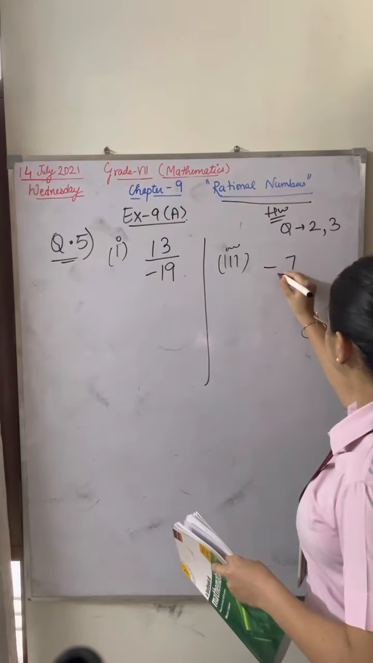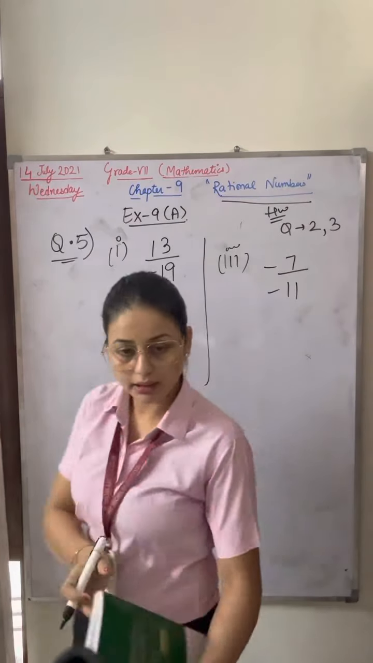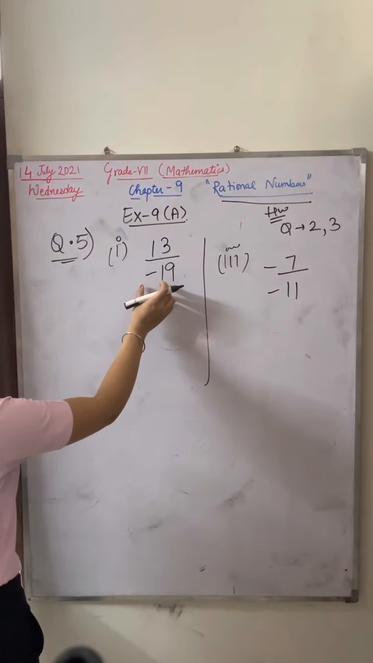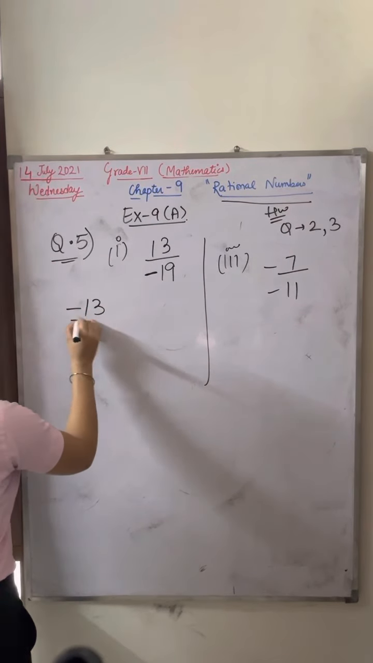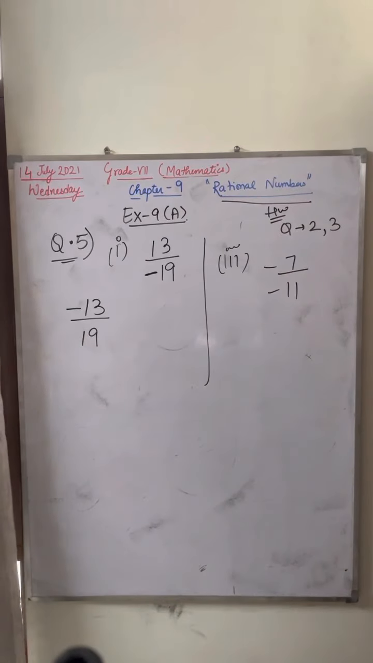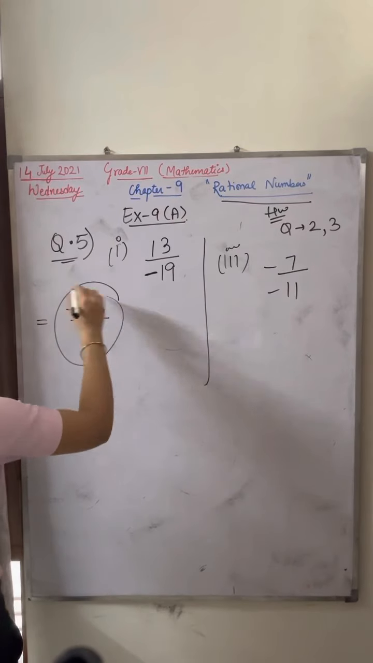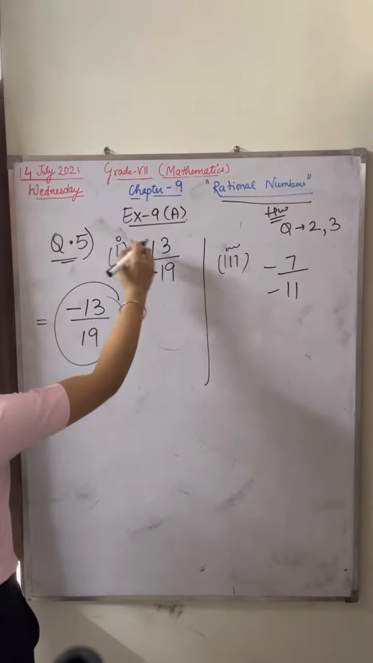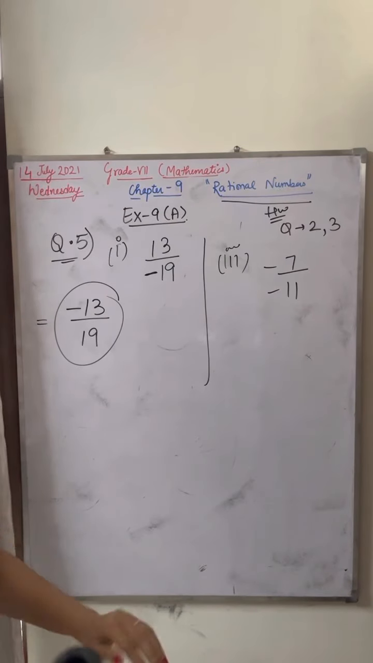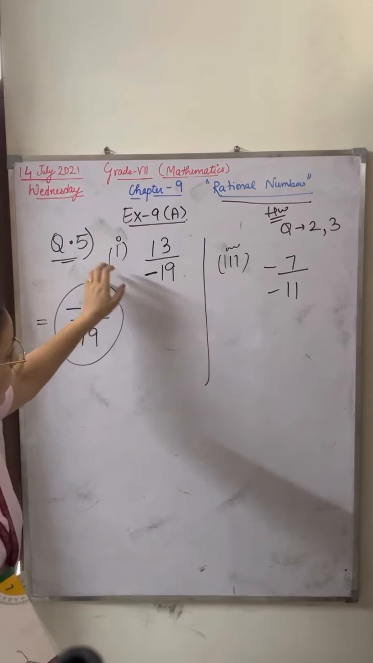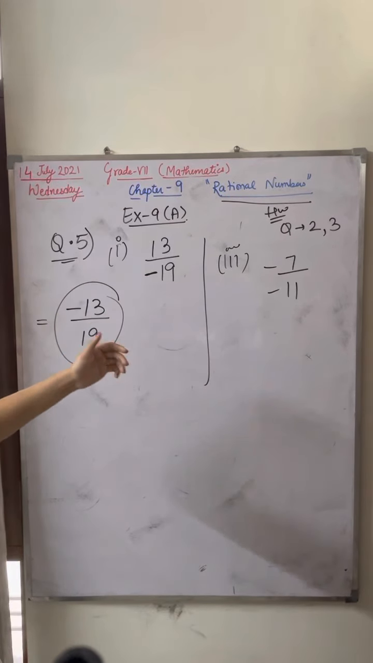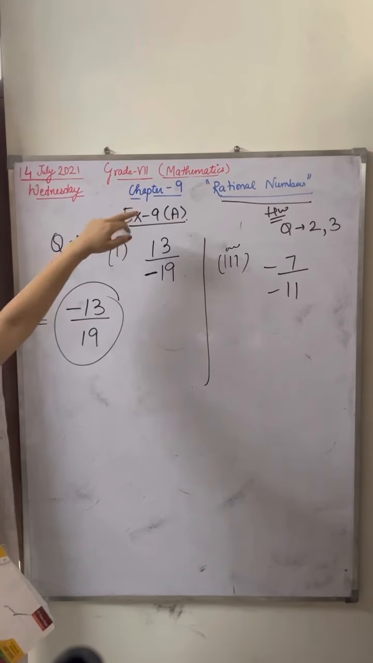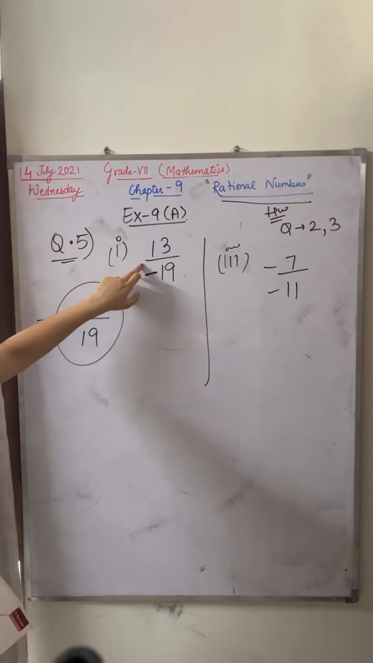Minus 7 upon minus 11. Now, here they're saying that you have to make the denominator positive. So you can shift this sign in front of the numerator. Your denominator will be positive. That's it, this will be your answer. You just have to shift the minus sign in front of the numerator, because I told you, if any one is negative, your complete answer is negative. This negative sign is common, so you can write it in front of the denominator or numerator or in the center.